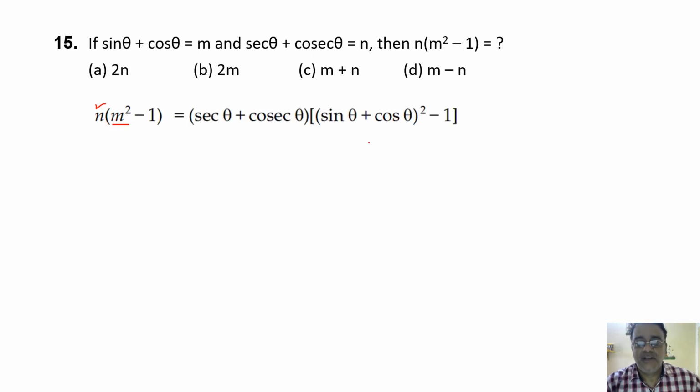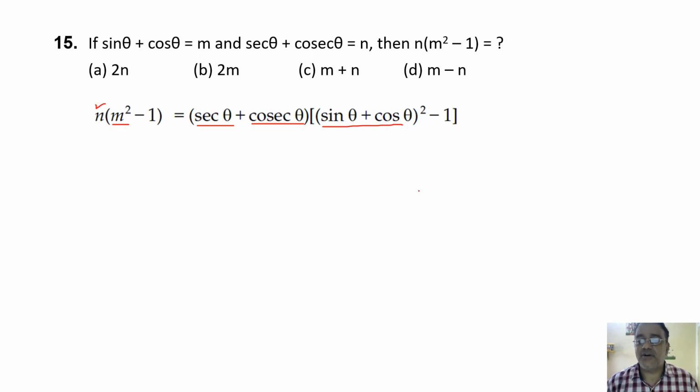Okay, so for this we will use a plus b whole square, and in the same step we are going to change sec theta also and cosec theta also. So how will you write sec theta? 1 by cos theta. Very good, 1 by cos theta. And how will you write cosec theta? 1 by sin theta. Very good, 1 upon sin theta.